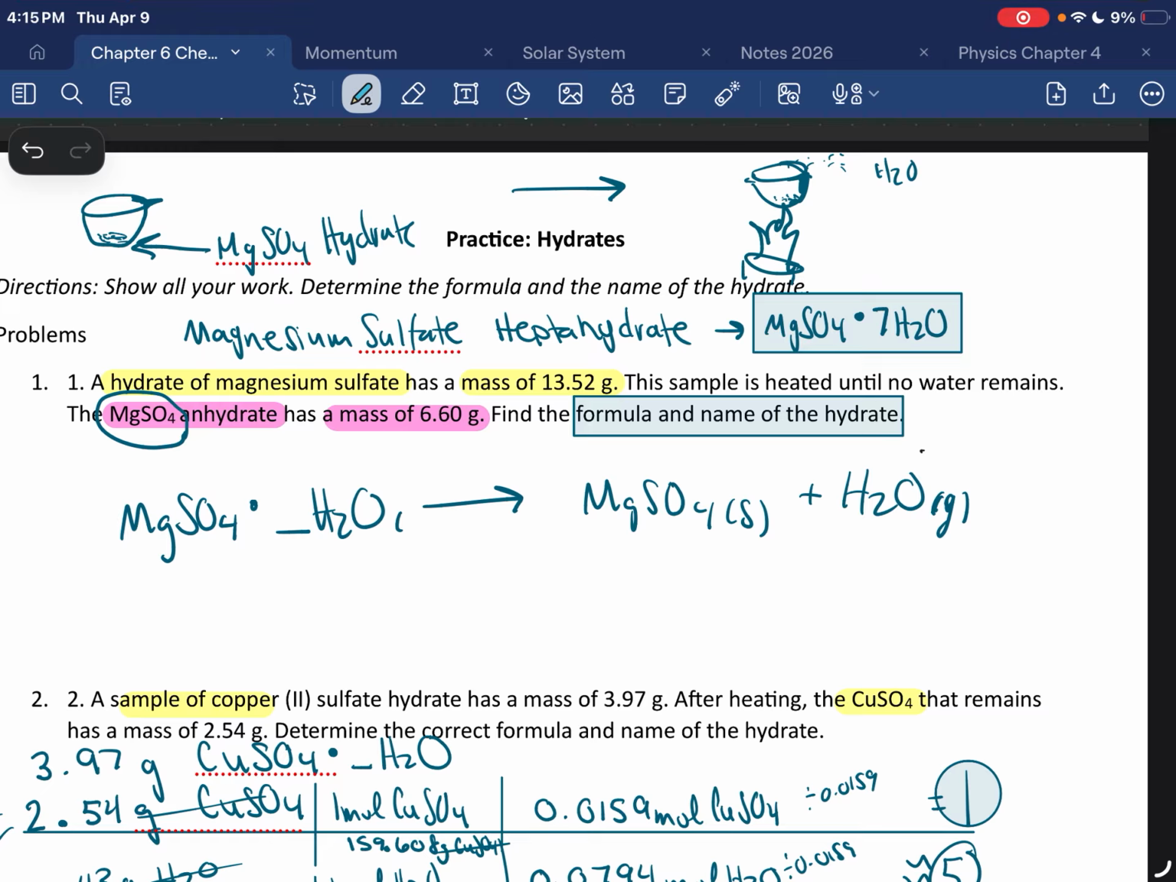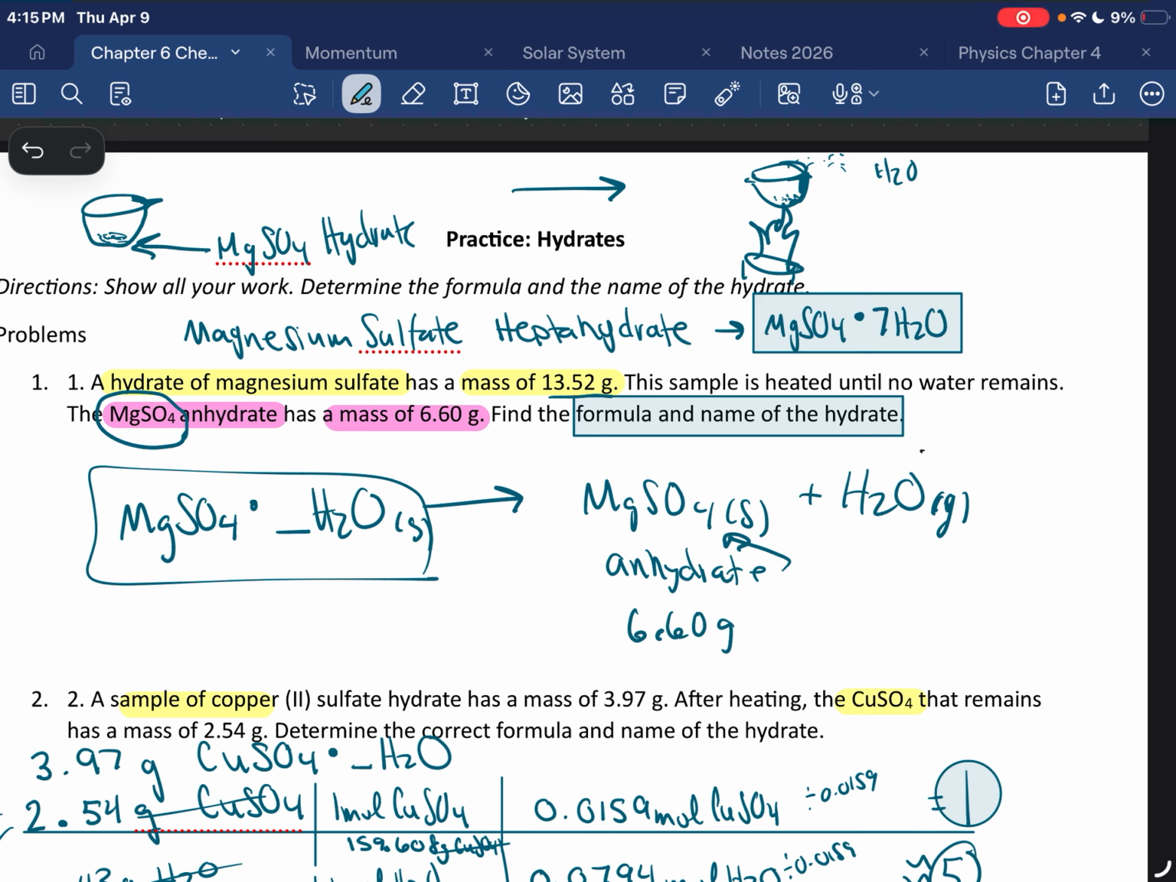Okay, but here, this whole thing is as a solid. So this is basically what happens when you heat it, okay? So we got to figure out this guy has a mass of 13.52 grams. There's no water left in it, so it's magnesium sulfate, and that's called the anhydrate, right there. And they're saying his mass is 6.60 grams.